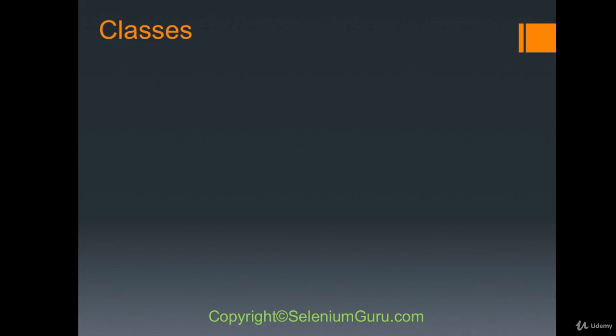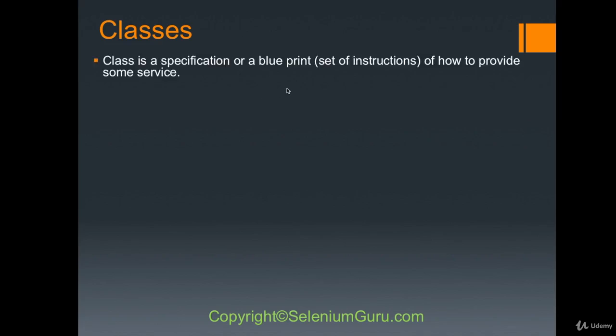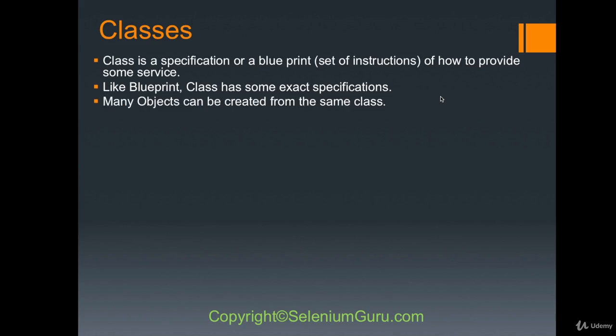Classes are probably the most important topic in this entire Java course. So what are classes then? A class is a specification or a blueprint of how to provide some service. Basically, it's like a set of instructions that provides some service. Like a blueprint, a class has some exact specification, so many objects can be created from the same class. A class can contain methods and variables for an object. What that basically means is that a class bundles everything for you, right? So a class would have methods, variables, and so on.